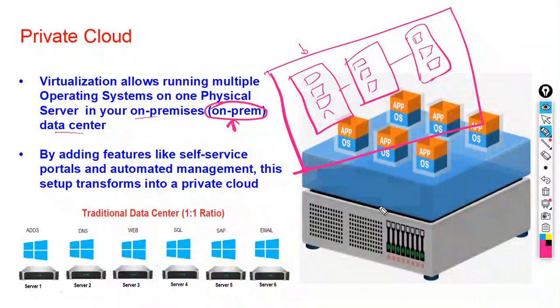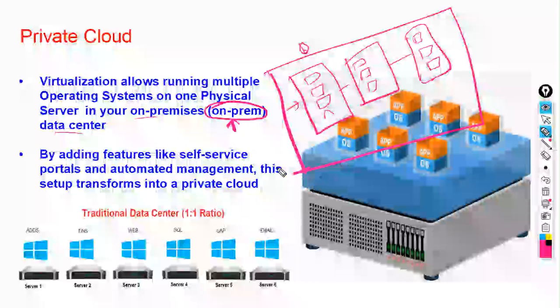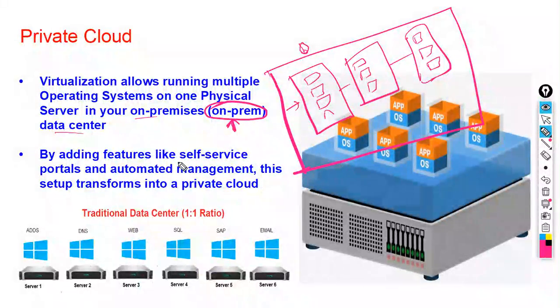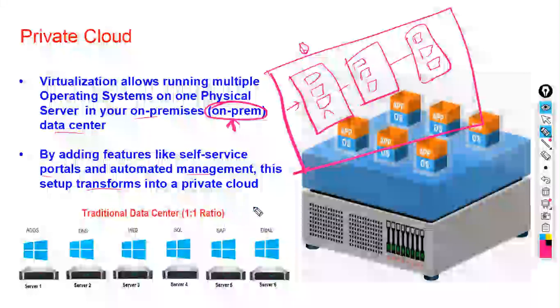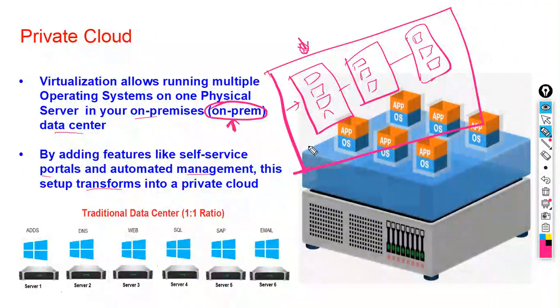And guys, after that, this is your on-premises data center and you have virtualized it. After adding some features like a self-service portal and automated management, it transforms into a private cloud. So when you virtualize your on-premises data center and add services like a self-service portal and automated management, it makes your on-premises data center a private cloud.